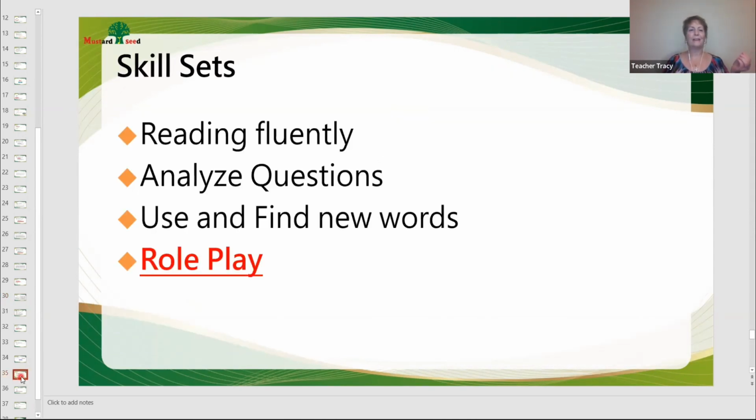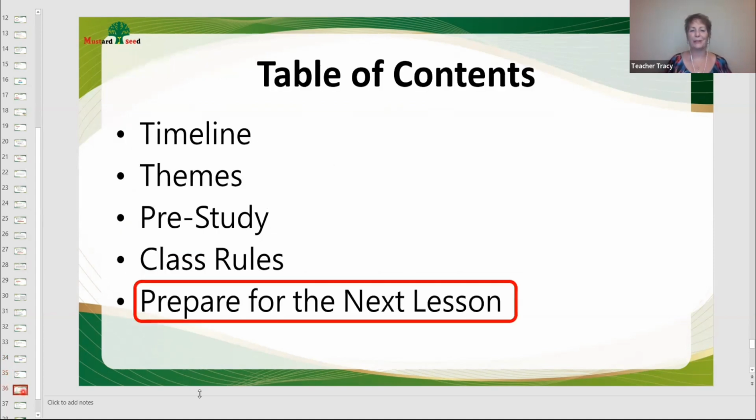So this is a great one. For our skill sets, we're going to role play. There's going to be some role playing, and you might role play with your moms and dads or brothers or sisters. Maybe like Esther and Joseph can role play together. But we're also going to be doing that. And then we're going to prepare for our next lesson.